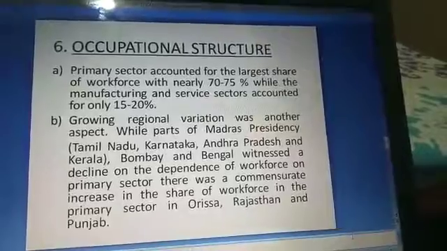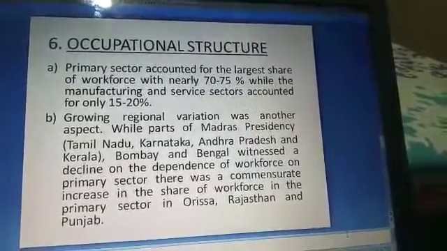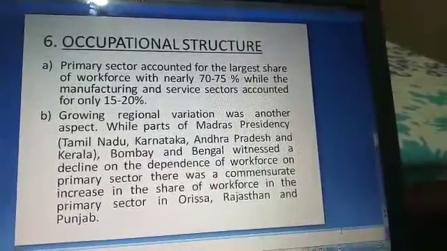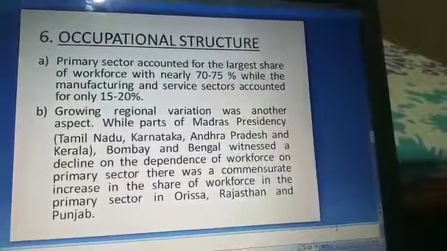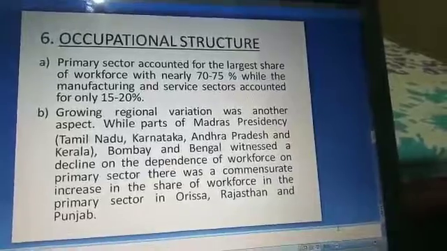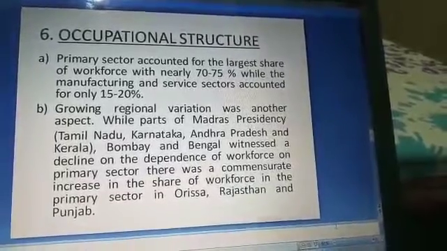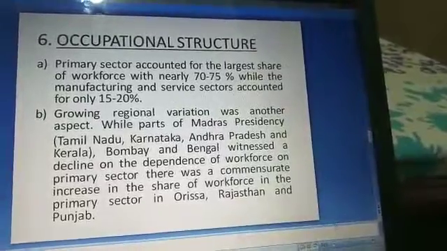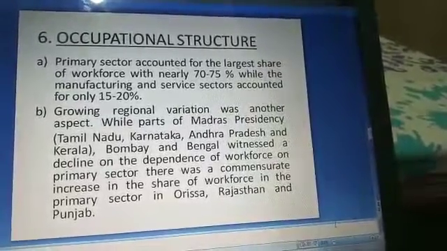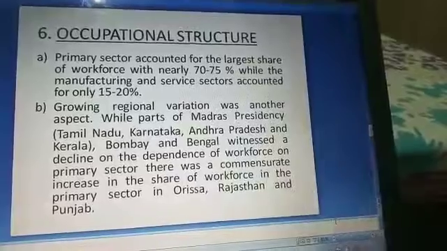The next section tells us about the occupational structure. Now, the first point underneath this is that primary sector accounted for the largest share of workforce, with nearly 70 to 75% people engaged in the primary sector, while the manufacturing and service sectors accounted for only 15 to 20%.